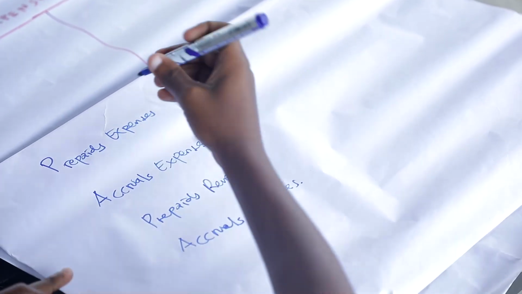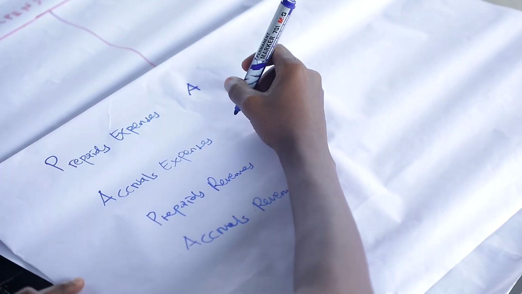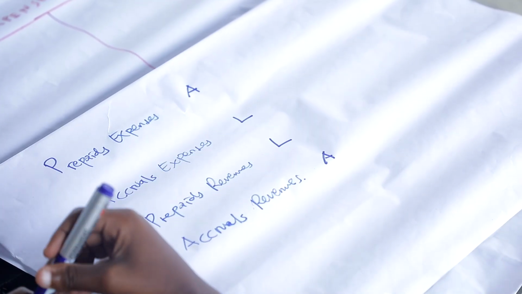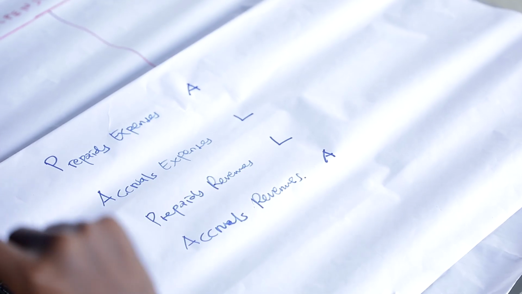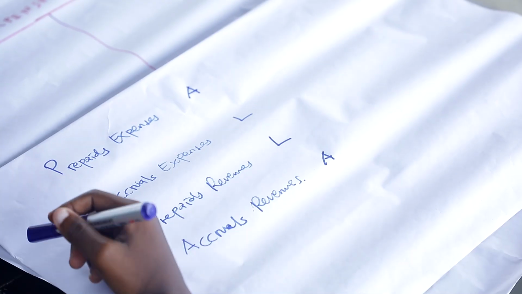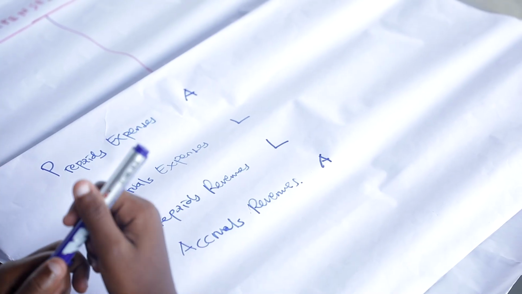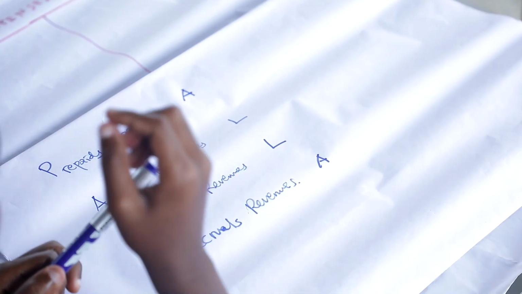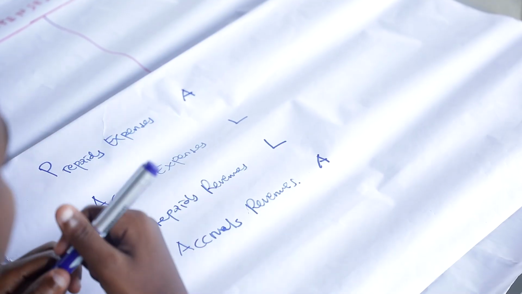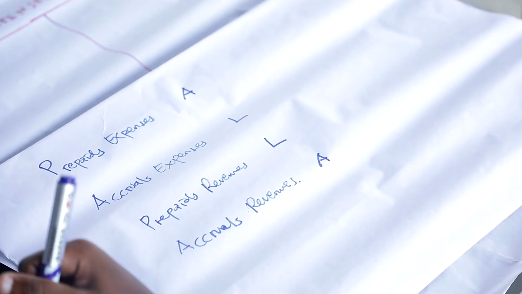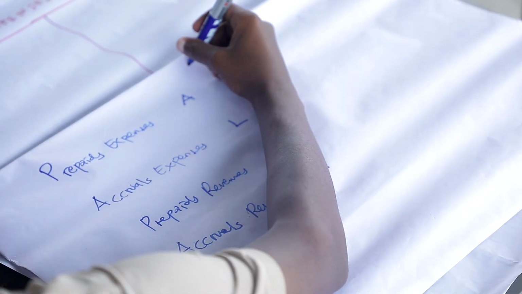Then after there, we'll write our word ALA, whereby the A stands for current assets while the L stands for current liability. Because prepaid expenses are current assets, they'll be reported in the statement of financial position as current assets, but the accrued expenses are current liabilities. That's why they are reported in the statement of financial position as current liability, but the prepaid revenues are liabilities and the accrued revenues are assets.